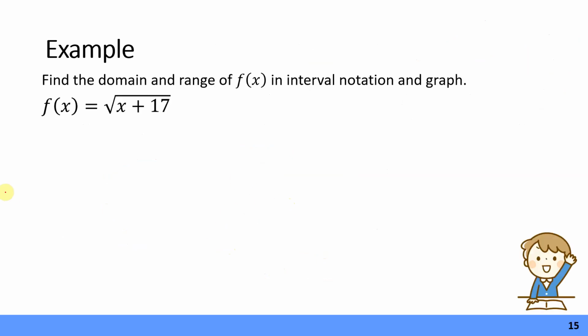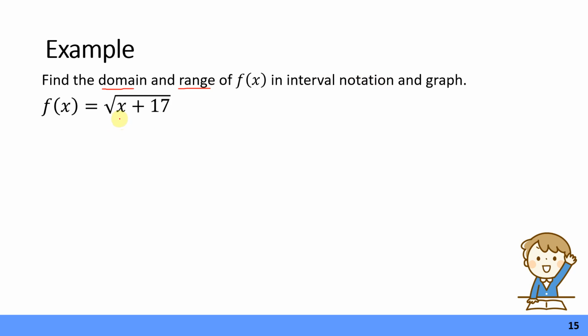Okay, so this is going to be the last example for our video. It just has several parts though, so let's go ahead and just start. So they're giving us a function, right? The function is the square root of x plus 17. And they're telling us to find the domain and range of f of x in interval notation and graph it. So we're going to have to find the domain of this, we're going to have to find the range, and we're going to have to graph it. So let's go ahead and start by figuring out the domain.